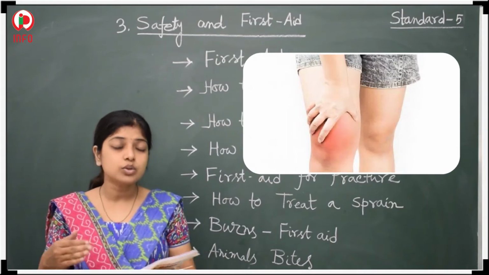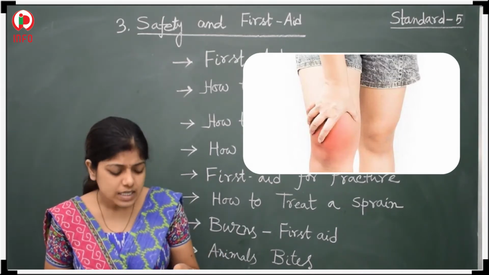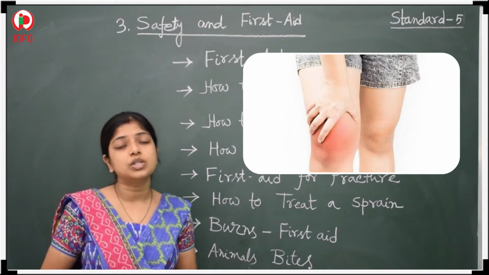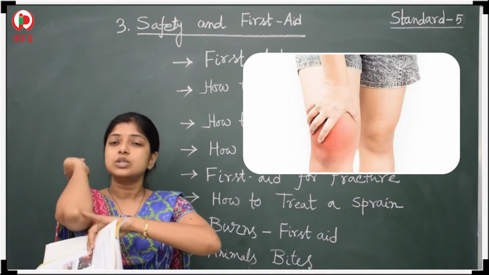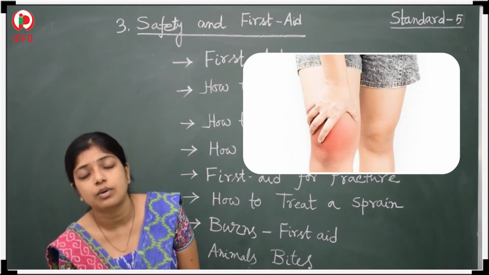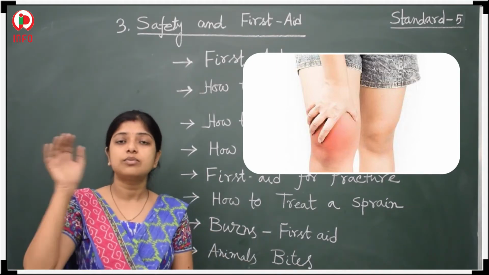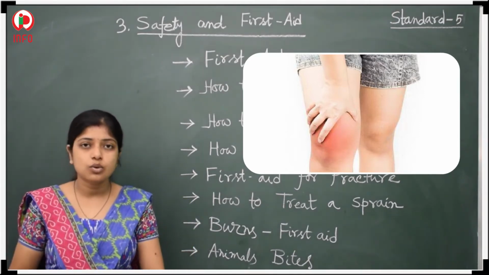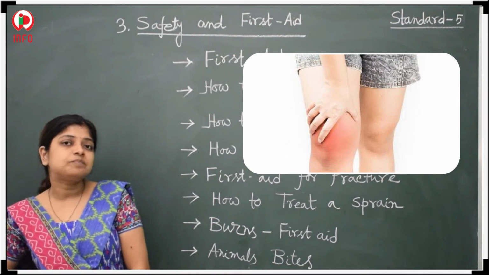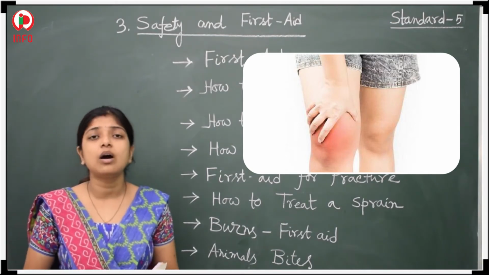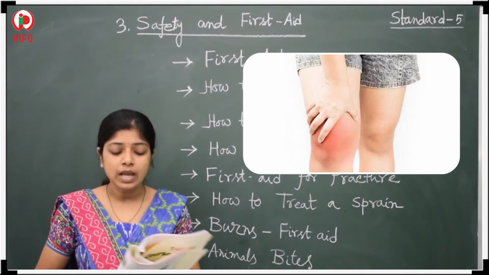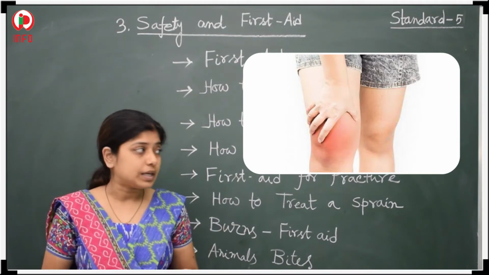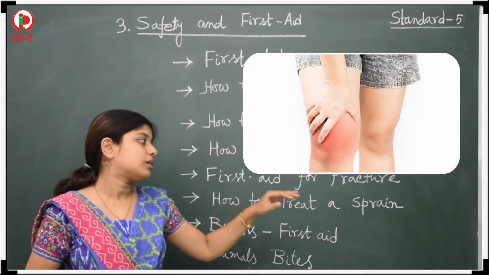And the sprain, how to treat a sprain. What is a sprain? It is the twisting or swelling of a joint. All of you have joints. See here, this joint, this joint. The knee is one kind of joint, that is the elbow, that is a joint, this wrist is also a kind of joint. So if a joint twists and swells up, that is called a sprain.